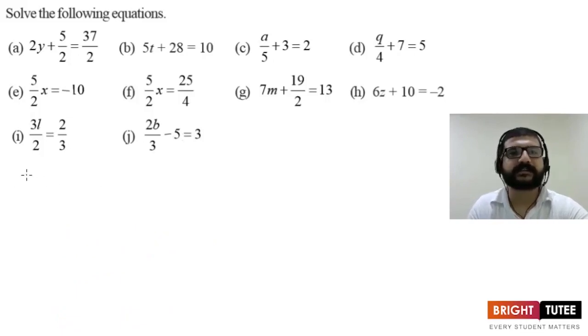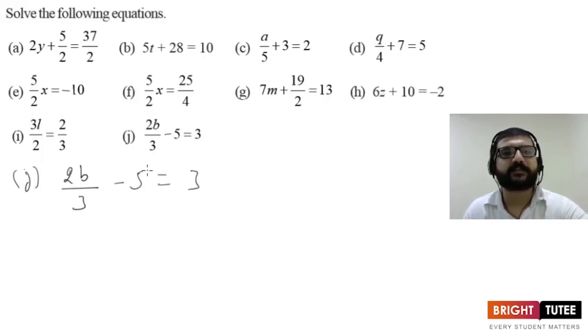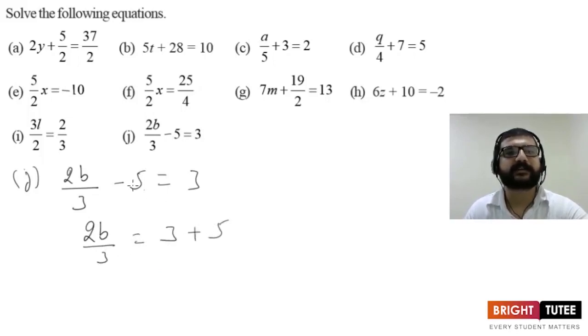Now the next question here is 2b/3 minus 5 is equal to 3. What we will do, first we will transpose minus 5. So we will get 2b/3 is equal to 3 plus 5. 5 was subtracted from 2b/3, so it will come in addition after transposing.